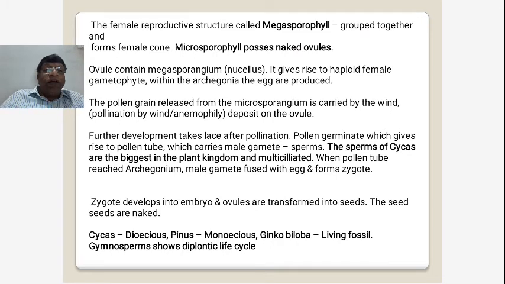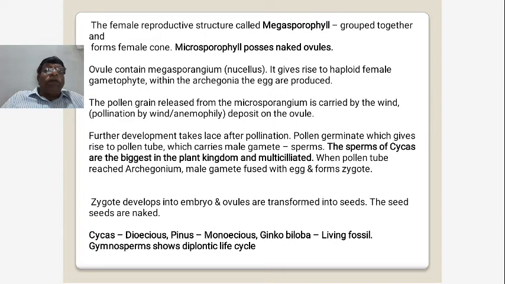In Cycas, the male gamete sperms are the biggest in the plant kingdom. The sperms are top-shaped, multiciliated, biggest in the plant world. A general knowledge question.